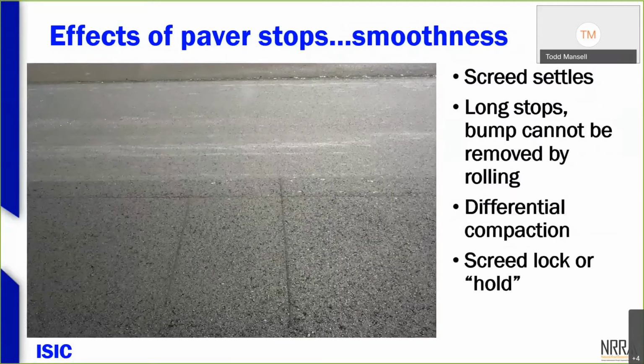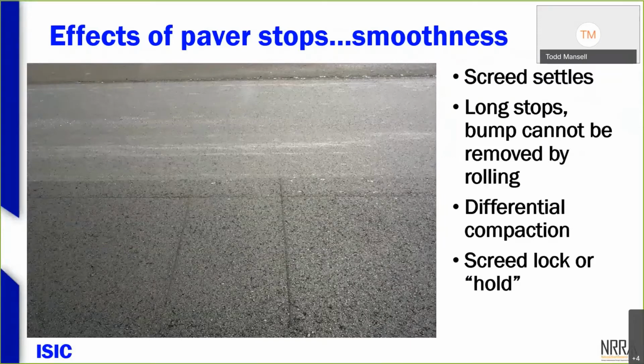Now I'm going to jump into some more detail on the high-level stuff that I just talked about. Paver stops is one of them. So again, we're talking about segregation and technology. The technology is paver-mounted thermal profiling, which can track paver stops, their length and duration. What happens when we stop the paver? The screed settles, right? With long stops, a lot of times if it's more than 5-6 minutes, those bumps are not coming out with the roller.